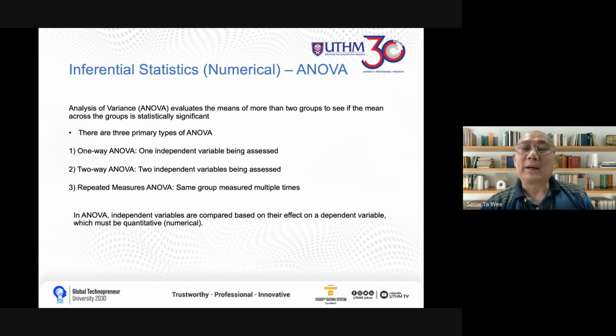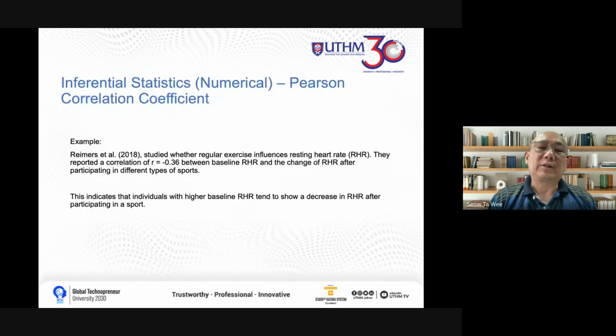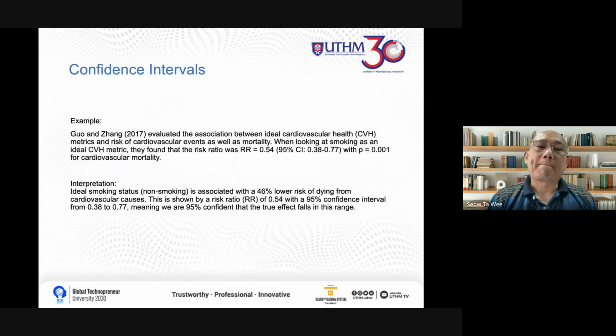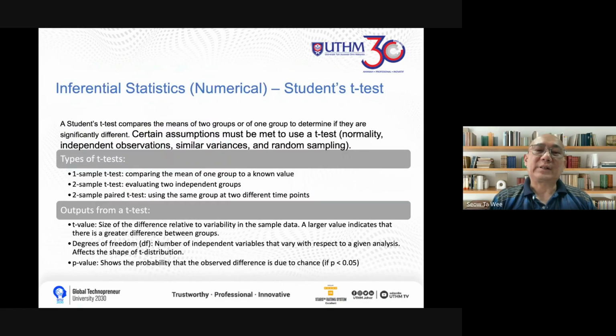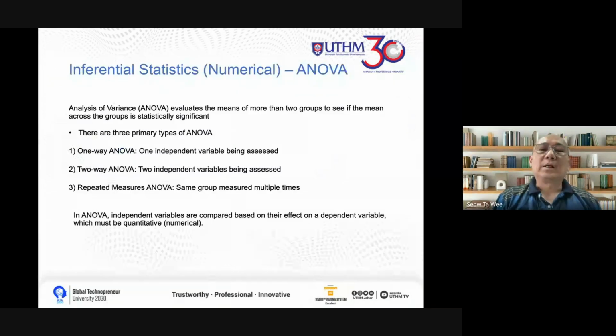Do remember in the t-test we also have the same things. I'll show you, there are three types of t-test. The first type compares the mean of one group. Second, evaluating two independent groups. Third is the time point, looking into the same group at two different time points. So in ANOVA, we also have repeated measures: the same group measured multiple times.